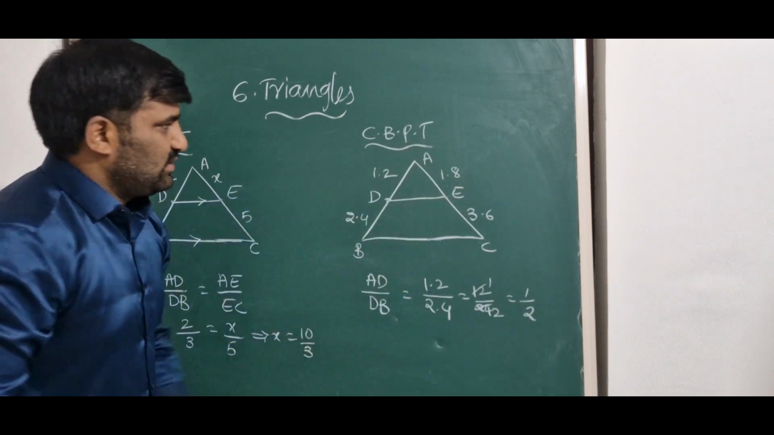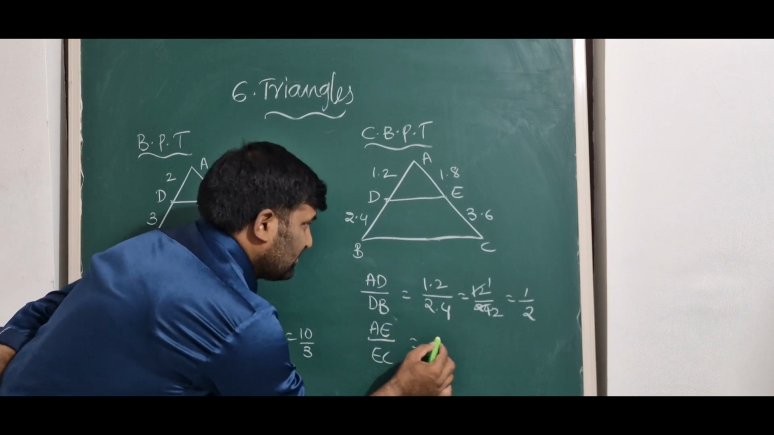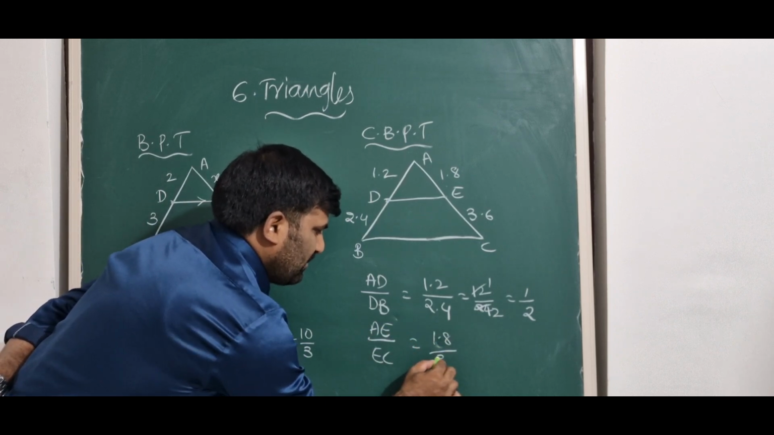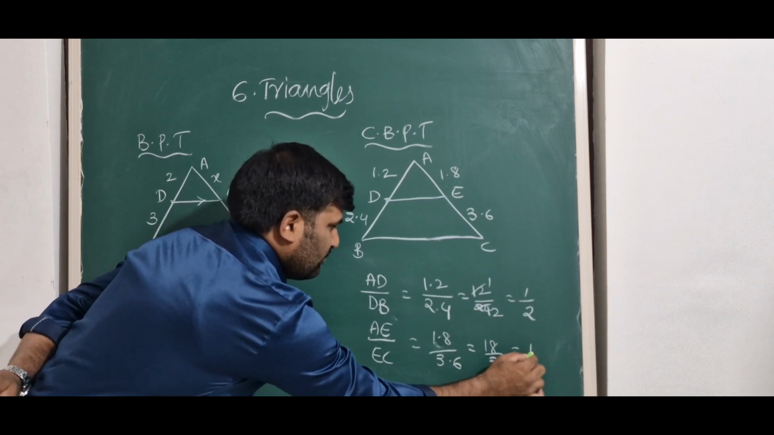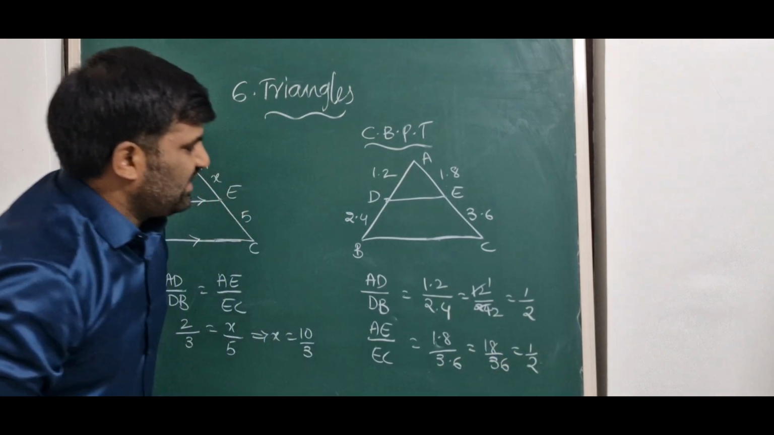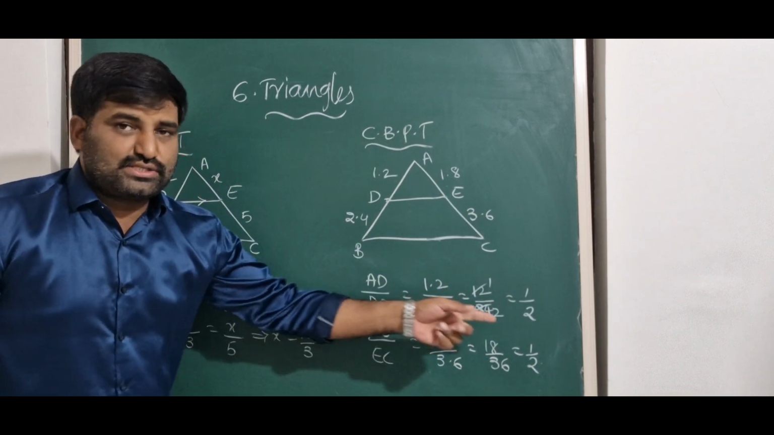ratio of the other two sides, that is AE by EC, which is equal to 1.8 by 3.6. So we can write this one as 18 by 36 is equal to 1 by 2. Now what did we get? We got here AD by DB as 1 by 2 and AE by EC also 1 by 2.